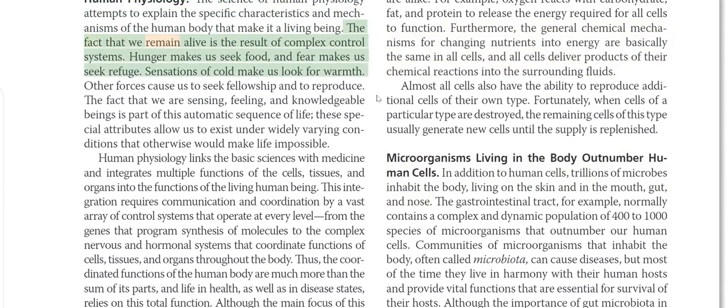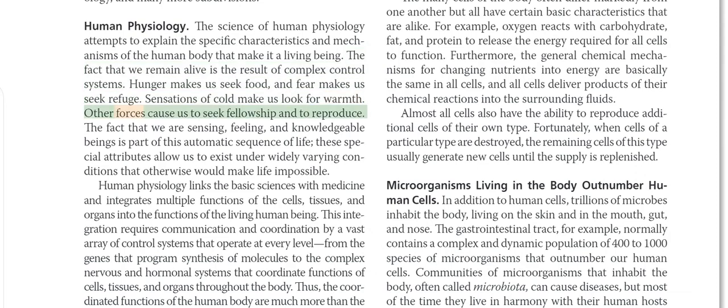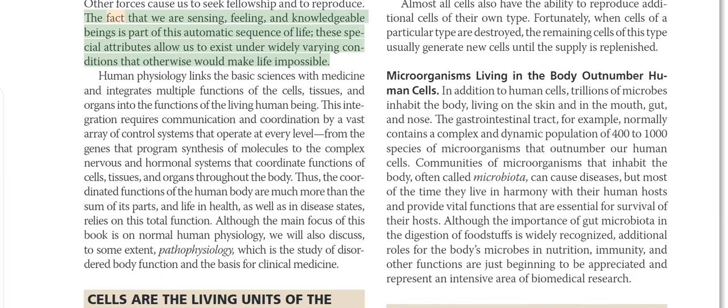The fact that we remain alive is the result of complex control systems. Hunger makes us seek food, and fear makes us seek refuge. Sensations of cold make us look for warmth. Other forces cause us to seek fellowship and to reproduce. The fact that we are sensing, feeling, and knowledgeable beings is part of this automatic sequence of life. These special attributes allow us to exist under widely varying conditions that otherwise would make life impossible.